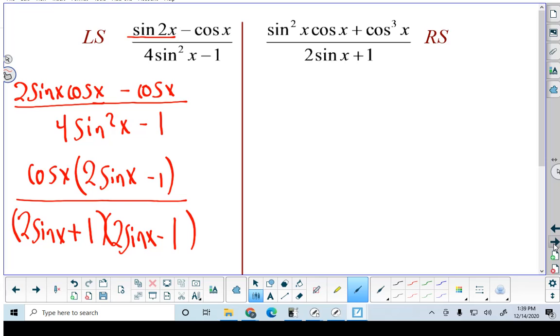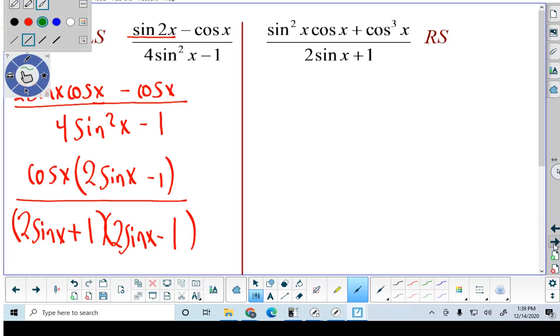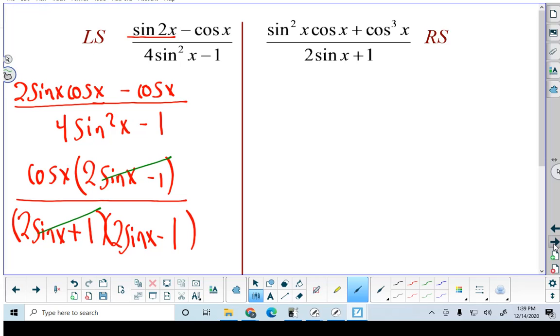Oh man, look at that. I know I get more excited about these things than you do, but look what it simplifies to. Cos of x over 2 sine x plus 1. I should move that over here. The 2 sine x minus 1's cancel.